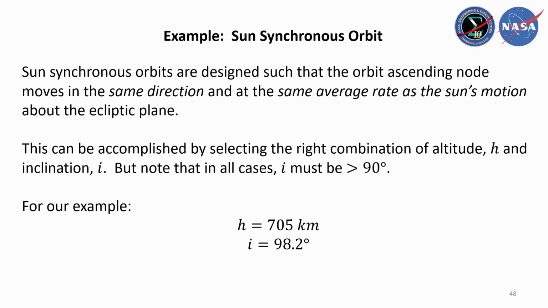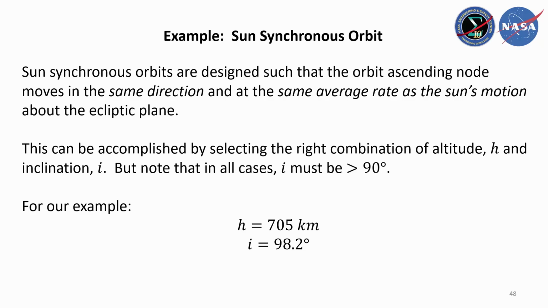Now we'll revisit the Sun-synchronous orbit from the perspective of beta angle. Recall that the Sun-synchronous orbit is beneficial for missions where having a consistent illumination condition is important, such as the case for Earth-observing missions. Such an orbit requires the orbit ascending node to move in the same direction as the progression of the Sun around the ecliptic plane. For a circular orbit, we saw that the rate of precession is a function of both altitude and inclination.